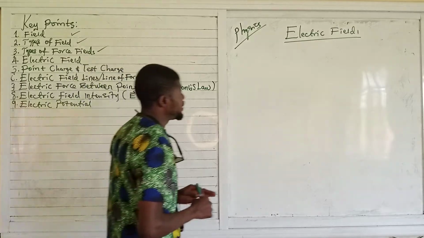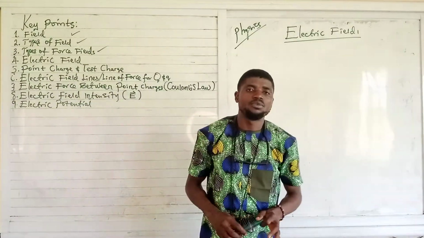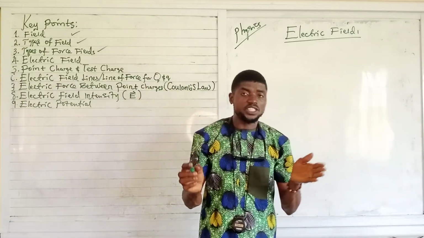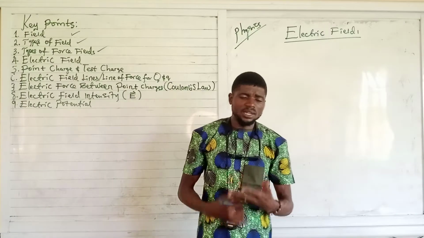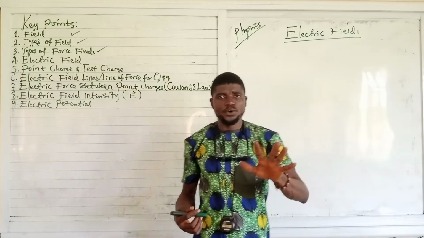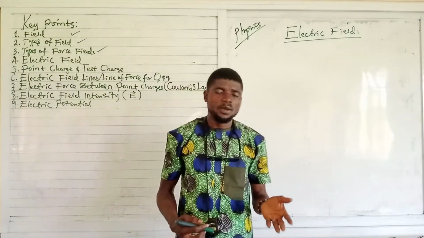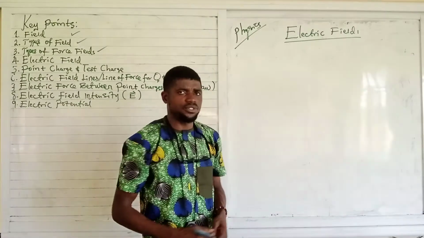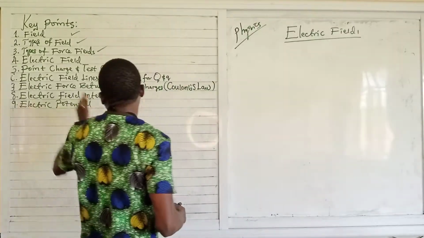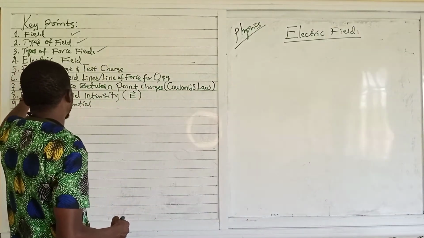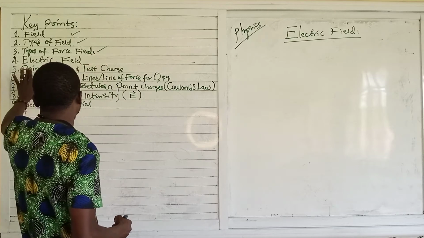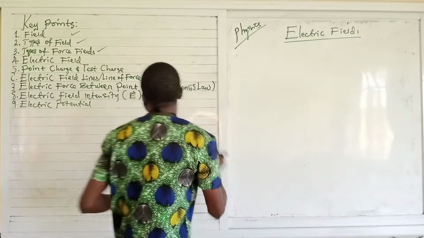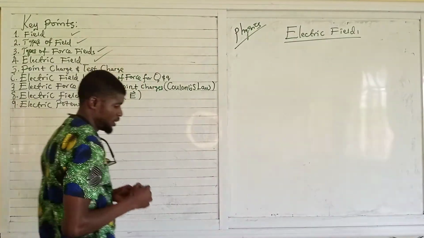So what do we mean by electric field? You may write: electric field is simply a region or a space around which the influence of electrostatic force of attraction or repulsion can be felt or experienced by a charge placed in it. We are done with the definition for electric field. We want to look at point charge and a test charge. What do you mean by a point charge and a test charge?